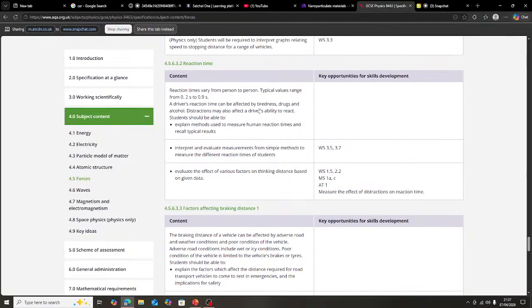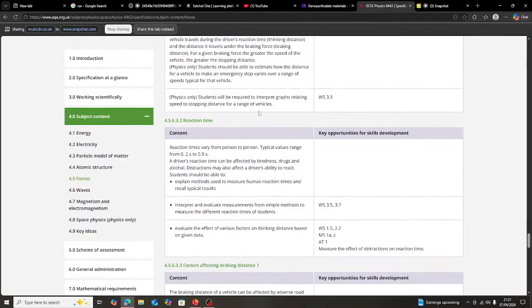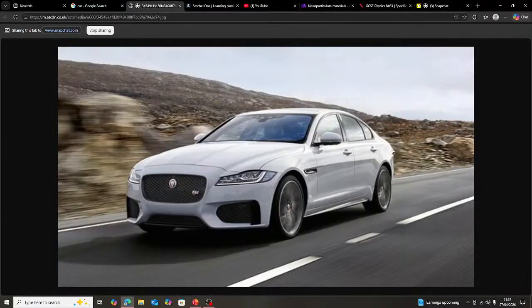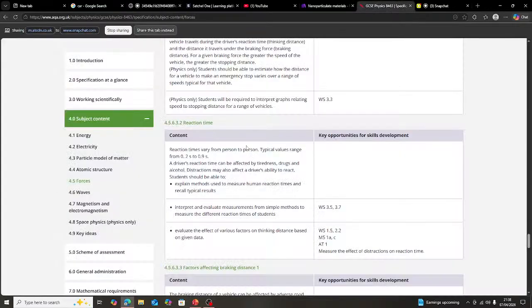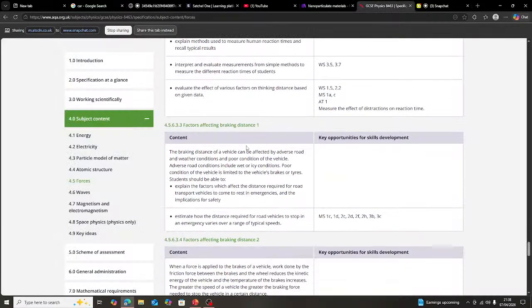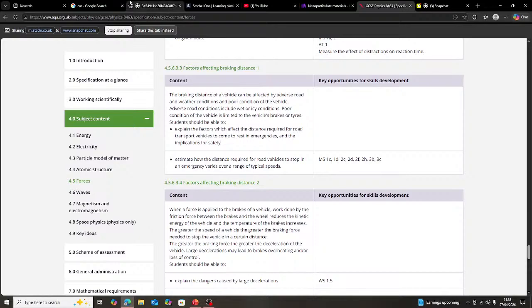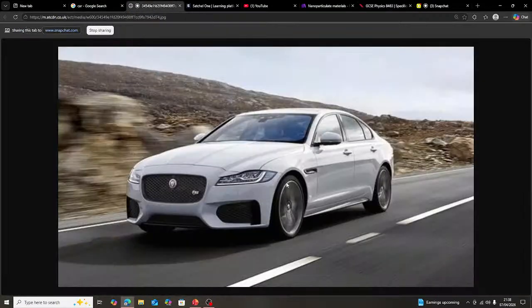Imagine you just came back from school. You played a lot of football, you used a lot of energy. You're tired. All these can affect your stopping distance, your thinking distance.